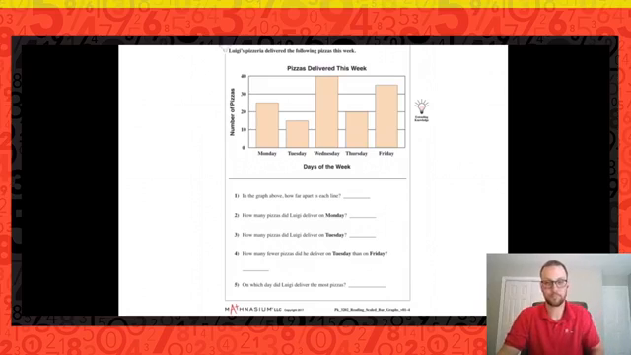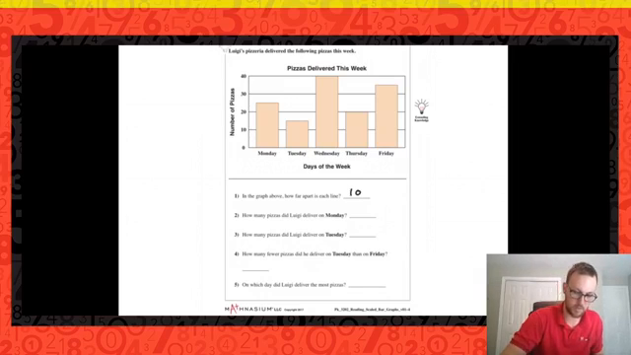All right. So we're looking at pizza deliveries during the week done by Luigi's Pizzeria. So, how far apart is each line in the graph above? How far is each line? 10. Nice job. We go 0, 10, 20, 30, 40, so each line is counting by tens. So how many pizzas did Luigi deliver on Monday?